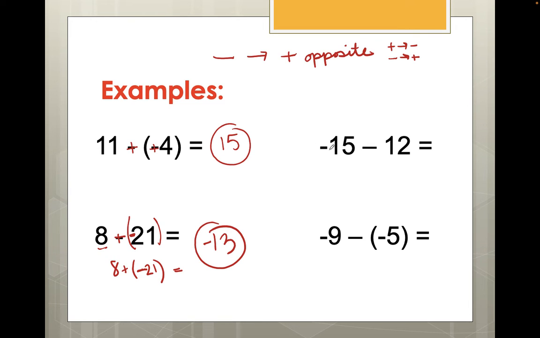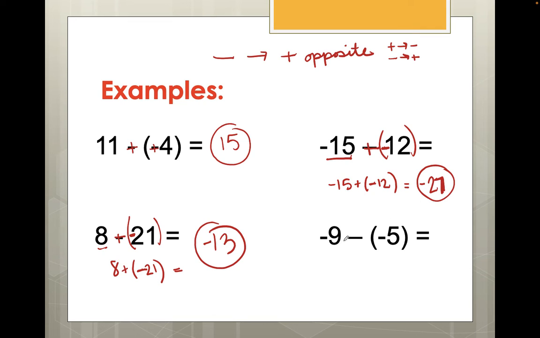-15 minus 12, we can change to keep the first, change subtraction to addition, and flip the +12 to a -12. Our new problem is -15 plus -12. Using our rules from yesterday, since they are the same sign, both of the numbers are negative, we're going to add them and keep our sign. So we get an answer of -27.